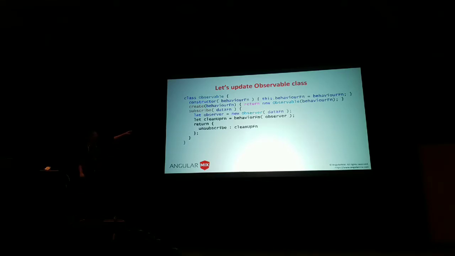So suddenly, it's interesting. When we execute the behavior function, this one will actually give us the cleanup function back. So once we have that function, we can just expose it by returning an object with the unsubscribe equals our cleanup function. And thereby we're adding unsubscribe. So subscribe, unsubscribe, we're able to create observables. We have the core of RxJS in our very own hands. Pretty cool, right?